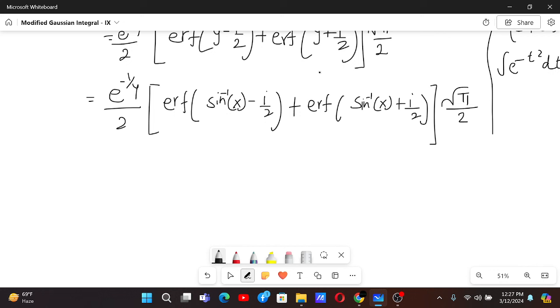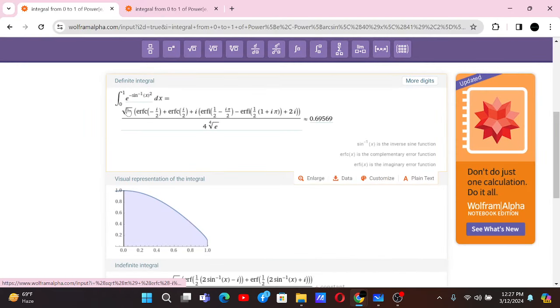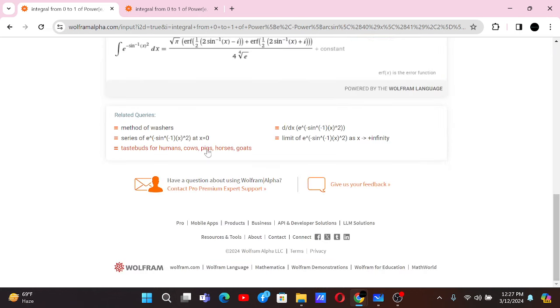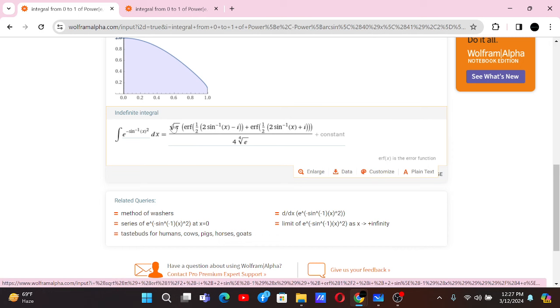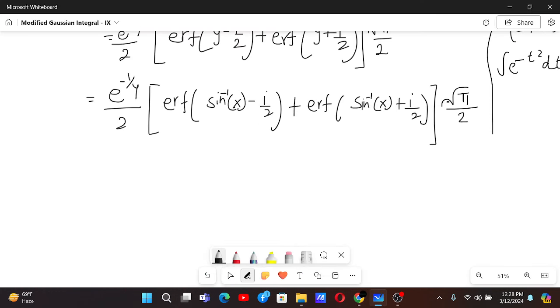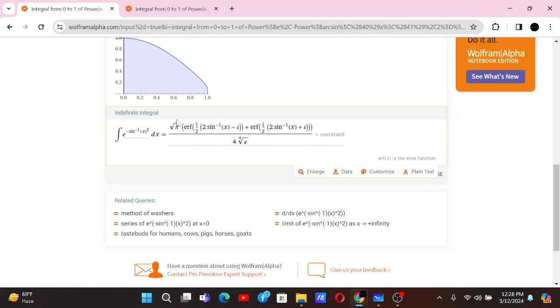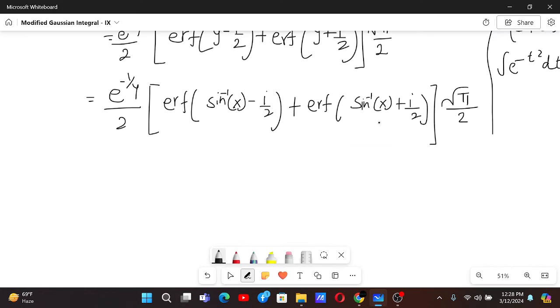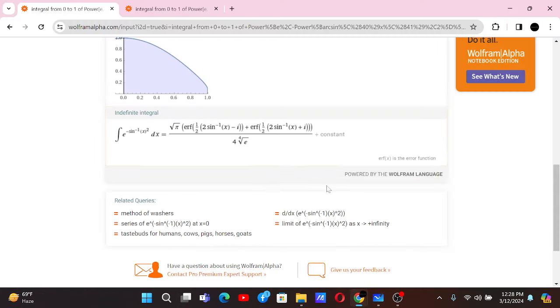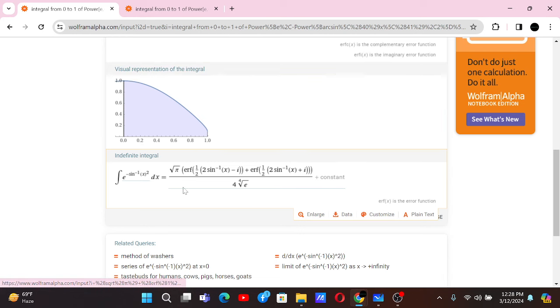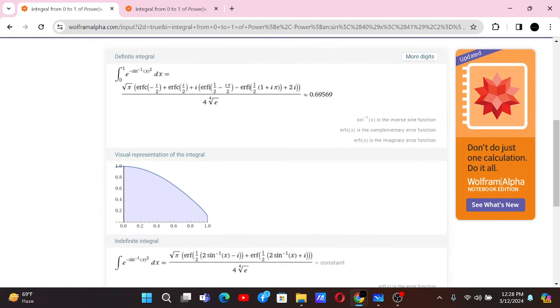Okay. So this is the indefinite integral, and let's see if the answer is true or not. So root pi by 4 e to the power minus 1 by 4. Okay, sorry, let's get this. So e to the power minus 1 by 4 root pi by 4. That's there as well. Then erf of sine inverse x minus i by 2, that's the same thing. And then erf of sine inverse x plus i by 2, sorry, yeah, same thing. So the indefinite integral is correct. Now let's try to find the definite integral.